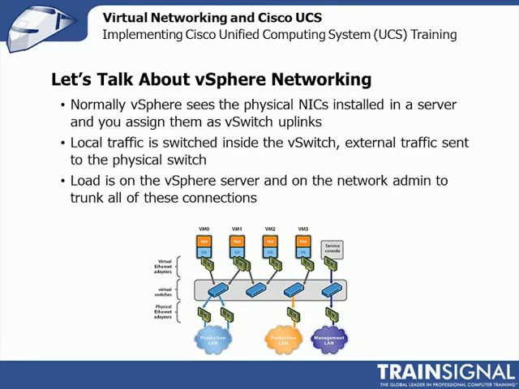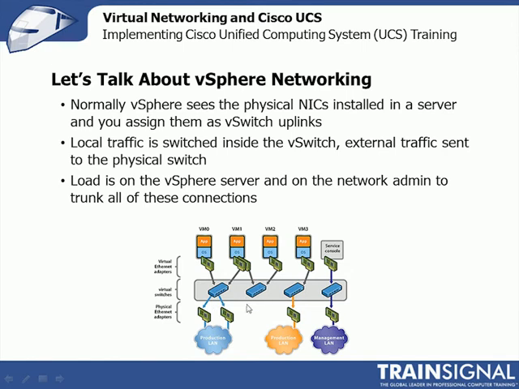Now let's talk a little bit about vSphere networking. Normally vSphere sees physical NICs installed in a server and you assign them as vSwitch uplinks. I've got a diagram here at the bottom. What I mean by that is we have physical NICs in your server, and then inside of VMware we create what are called virtual switches. So virtual switches are just ways to segment traffic. And I assign a physical NIC into a virtual switch as an uplink. And then VMs connect to these virtual switches. So if this VM0 is connected to this virtual switch, it can go out either of these two physical NICs.